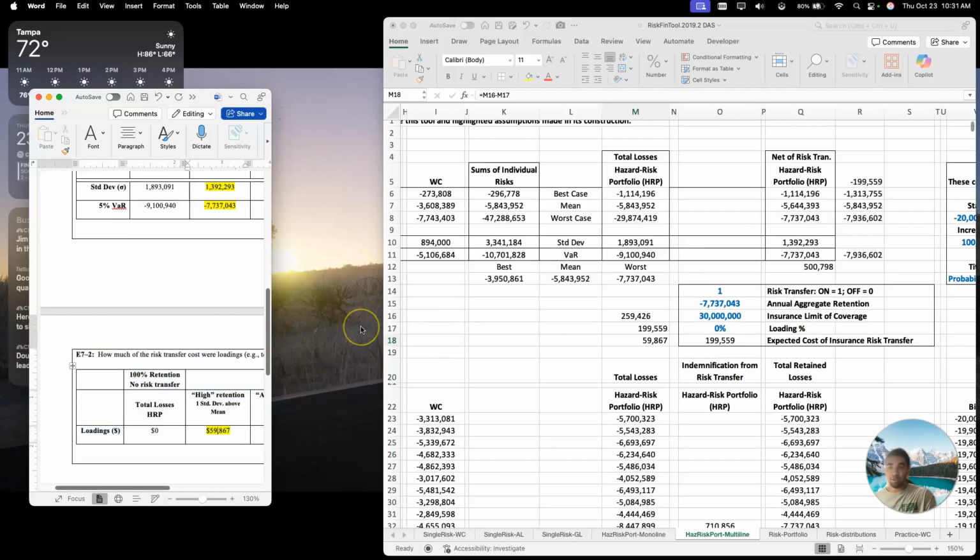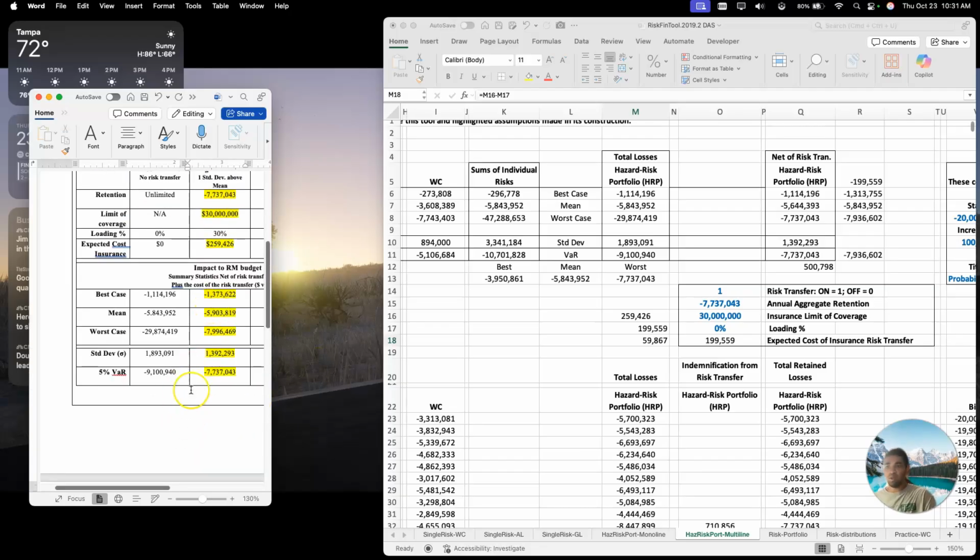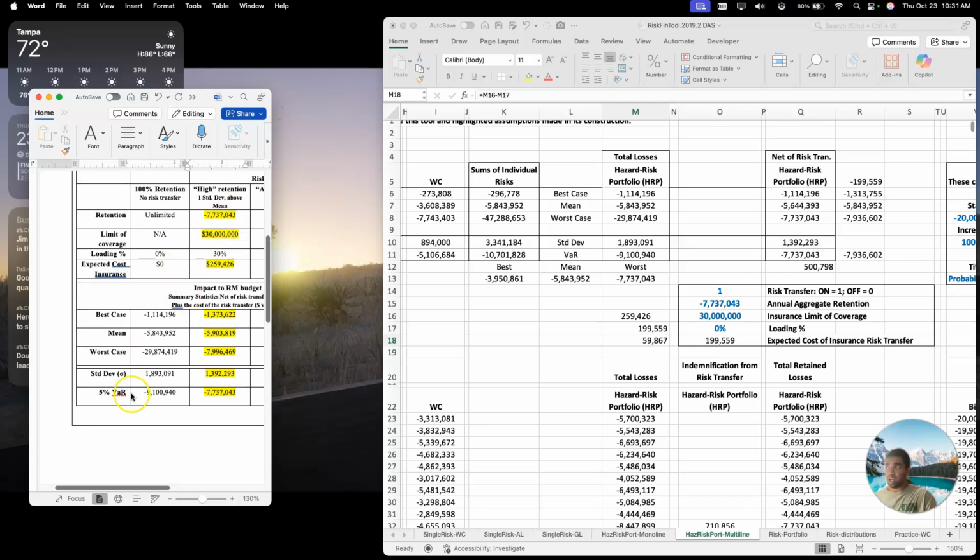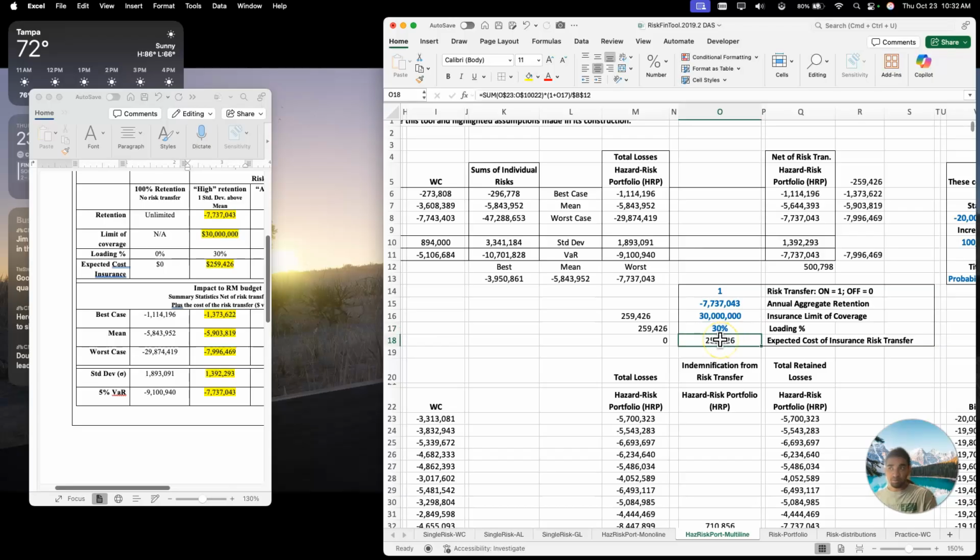All right, so you got a little peek of those answers, but basically that's all you have to do. You guys let me know in the comments or in the chat if you need help doing the other side, the mean version. Remember, all you need to do is calculate what the mean, best, and worst is, plug that into retention, keep the 30 million. 30 million is the same across the board, and make sure you have a loading percentage of 30 for all of them, and you will get an expected cost of insurance risk transfer.